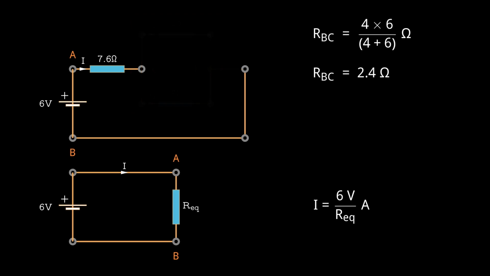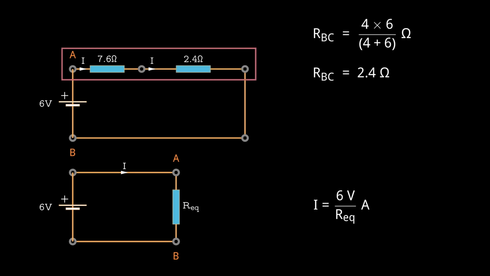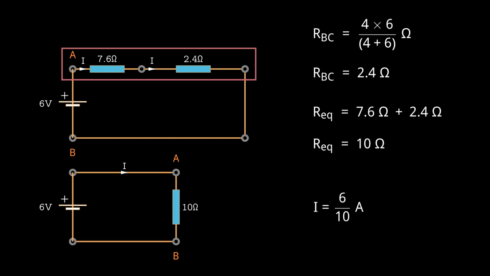After replacing the two parallel resistors with a single resistor, we're left with two resistors in series. To find the equivalent resistance for series resistors, we just add their values. This gives us an overall equivalent resistance of 10 ohms. Now, applying Ohm's law, we calculate the current flowing through the battery as 0.6 amperes.